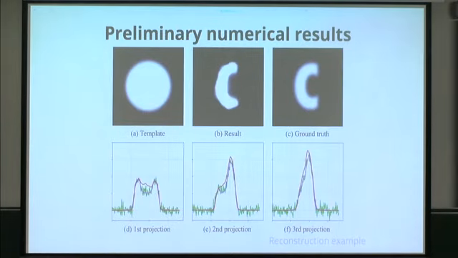So this is a 2D example. We start with a template like this. In this case, the forward model is just a ray transform. So we take only 3 ray transforms, okay, 2 minutes, but 3 ray transforms from 3 different angles. That gives you the blue data here. So this is the ground truth. This is the template we use.